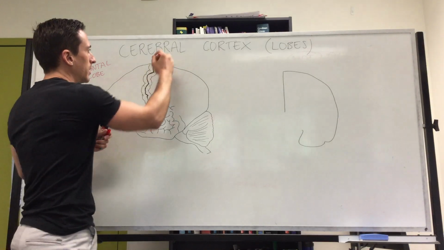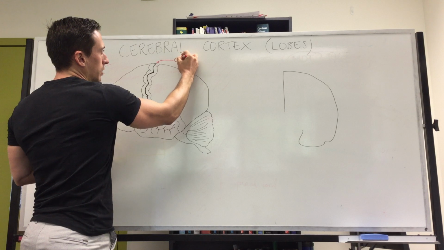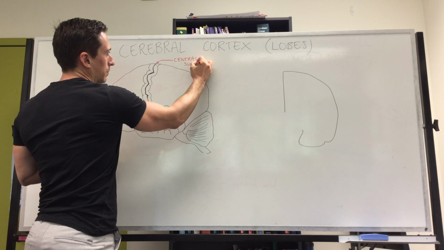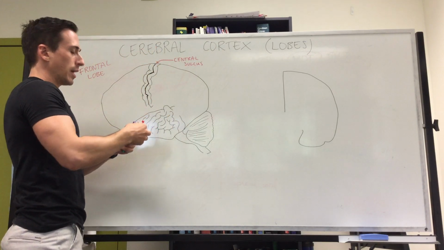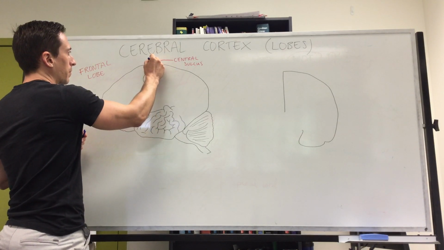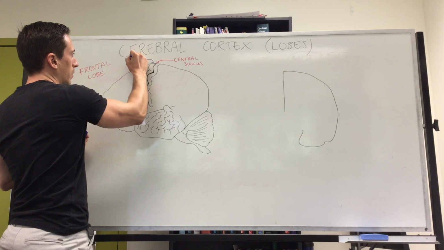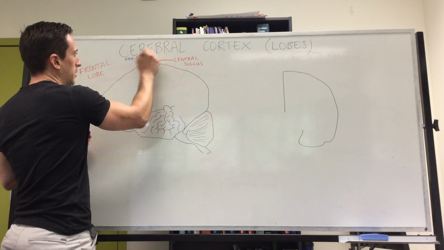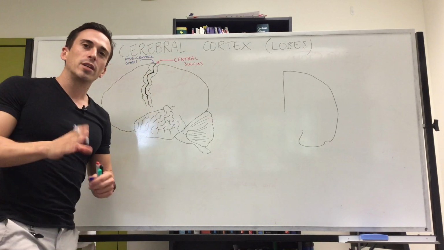So let's actually write some of these down. So this is the central sulcus. And then immediately anterior to that central sulcus is the precentral gyrus. Precentral gyrus. Why is the precentral gyrus important?